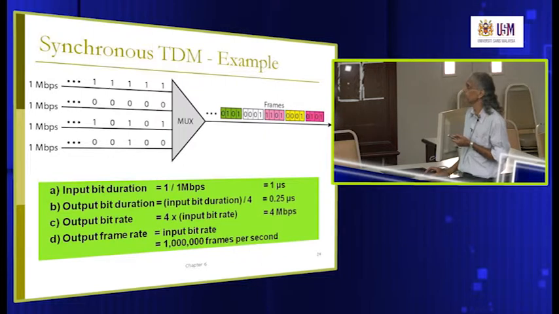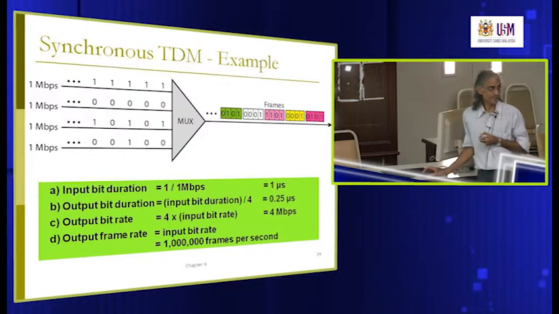Right? So if you look at the bit duration, for the input line at 1 megabit per second, the bit duration is 1 microsecond, right? Output rate will be 4 times the input rate, so the bit rate here will be 4 megabits per second. Output bit duration will be 1/4 of the input line, just like the formula here. Each time slot duration is 1/3 of the incoming, because you have 3 here. So how many frames do we need to output? The number of frames you output is the same as the number of bits coming in, so that will be about 1 million frames per second, because each frame will consist of data from 4 input lines, right?